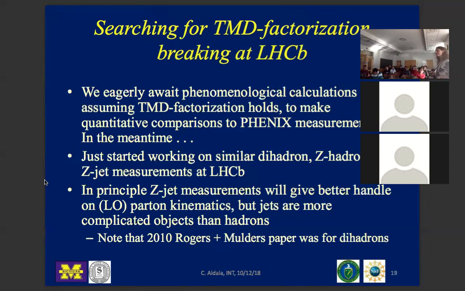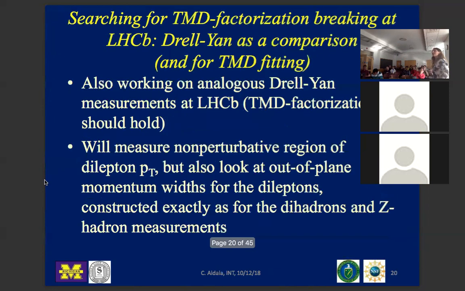In principle, the Z-jet measurements will give a better handle on leading order parton kinematics. However, of course, jets are more complicated objects to measure and define than hadrons. And I do note that the original Rogers and Mulders paper was for dihadrons, not specifically dijets. But we're going to look at all three of these. So we'll have dihadron and Z-hadron, which should be pretty analogous to our dihadron and photon-hadron measurements from PHENIX, but we'll also have the Z-jet measurements at LHCb.